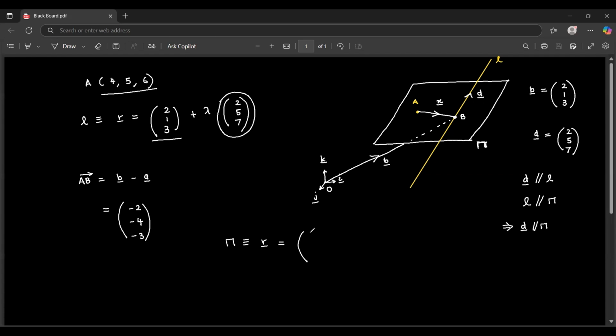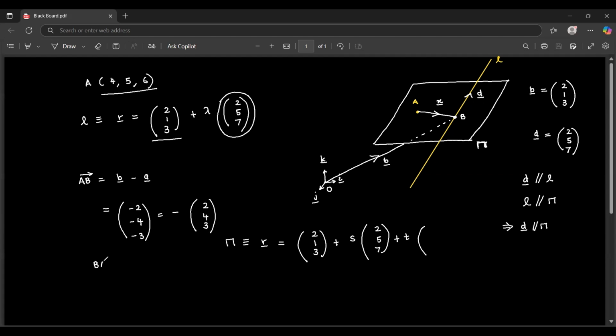R equals, you can either write 2, 1, 3 or you can write 4, 5, 6. I'm going with 2, 1, 3 plus S into, one direction vector you can use as D. So let's write down 2, 5, 7. And for another direction vector, you can write down this guy, minus 2, minus 4, minus 3. But this is equal to minus 2, 4, 3.